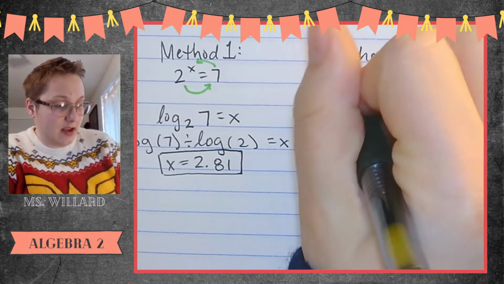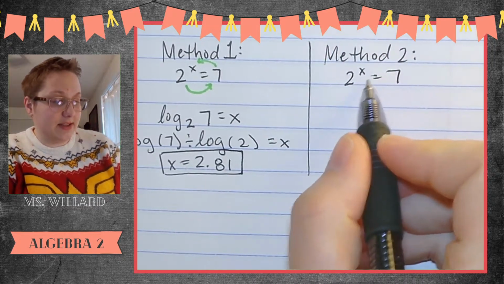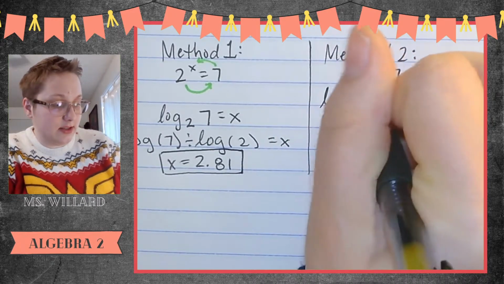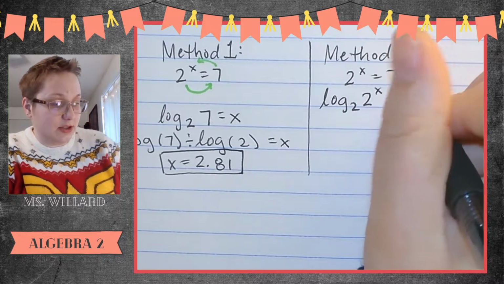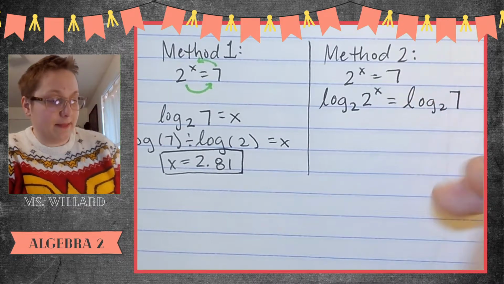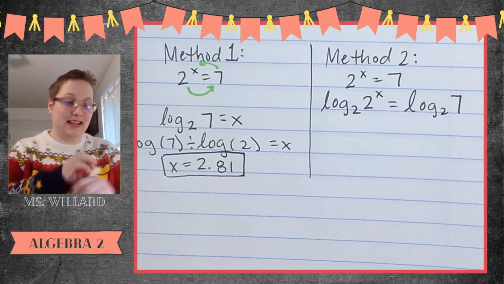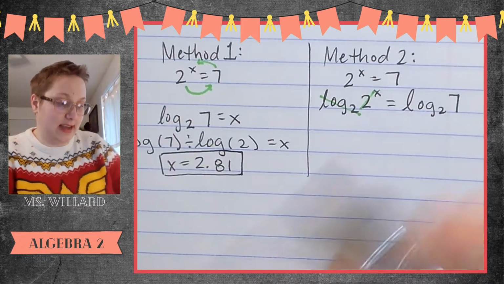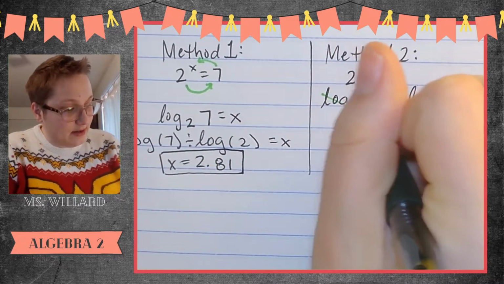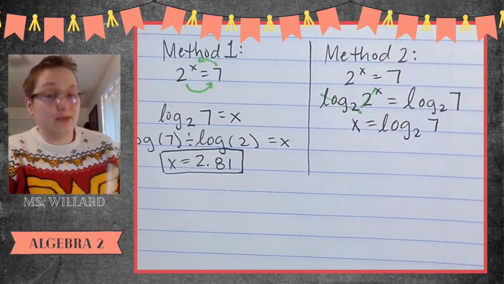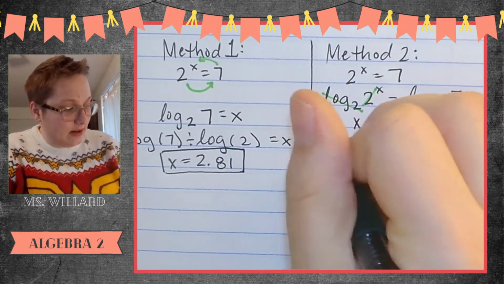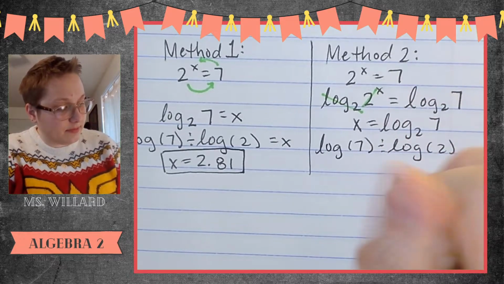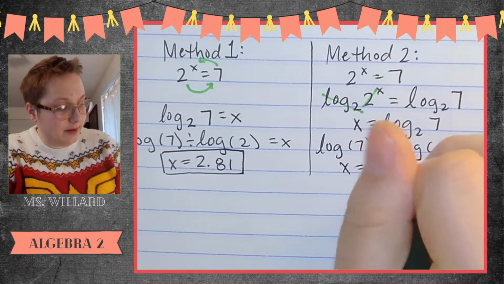I like it better. Okay, so my second method is to take log base 2 of both sides, because log base 2 cancels out 2 to the power. Okay, so what this does is that the log base 2 and the 2 to the power cancel out, and all I'm left with is x. So I get x equals log base 2 of 7, which is the same thing as before. It's log of 7 divided by log of 2. So x equals 2.81.